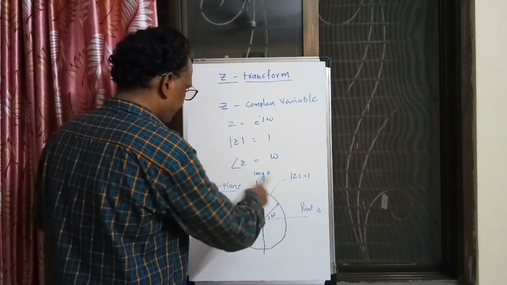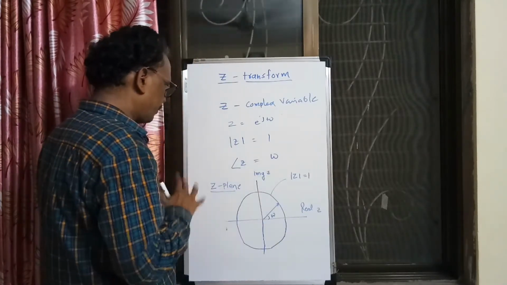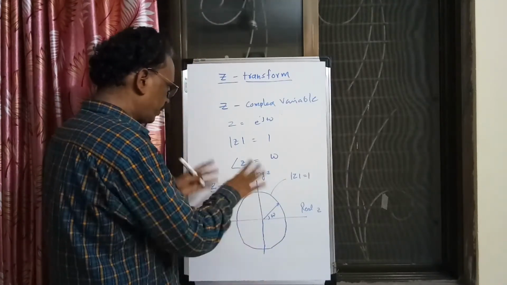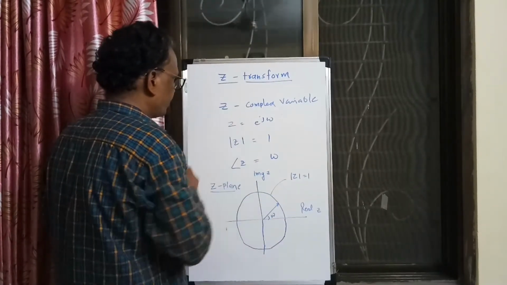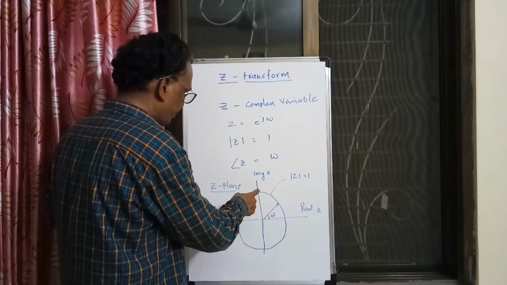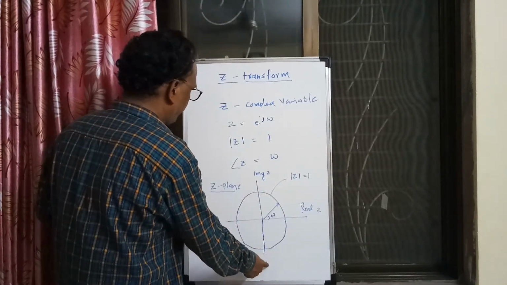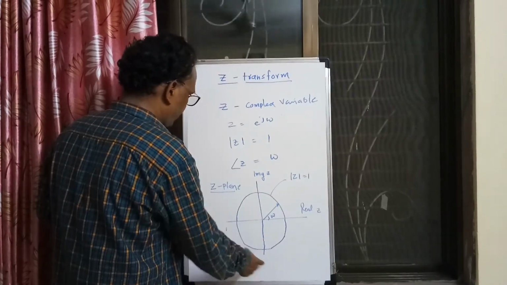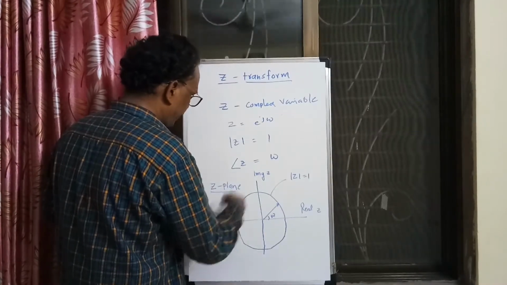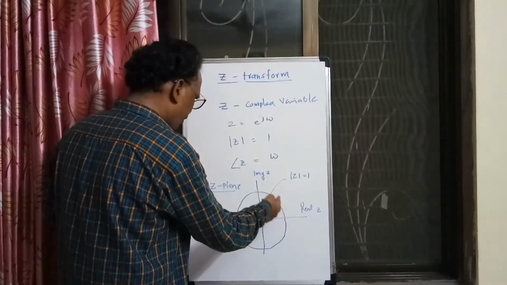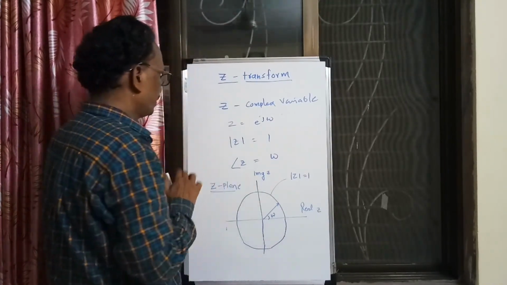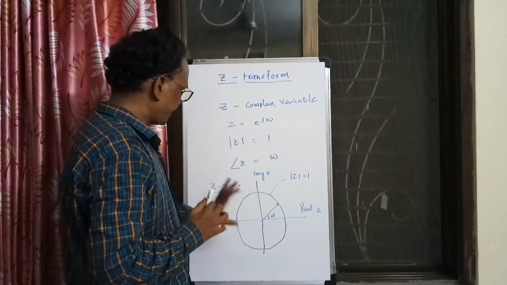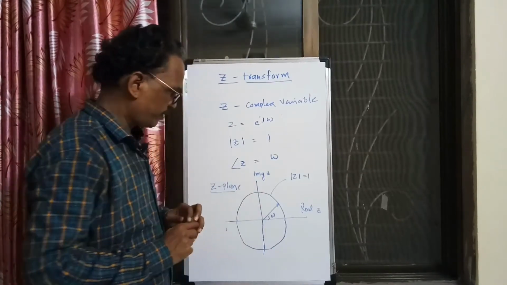So in the z plane, if you are talking about values of z, if I put omega equal to pi by 2, you get plus j, omega equal to 3 pi by 2, you get minus j, omega equal to pi, you get minus 1, omega equal to 0, you get plus 1, and for all other values of omega, you get the other values. So the magnitude is 1 and angle is omega.